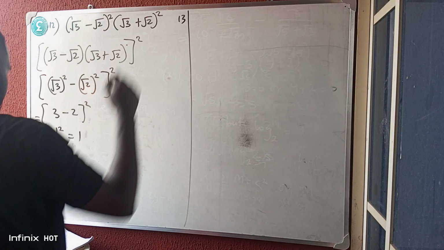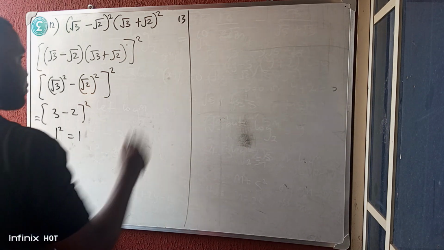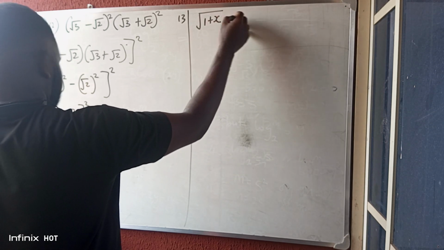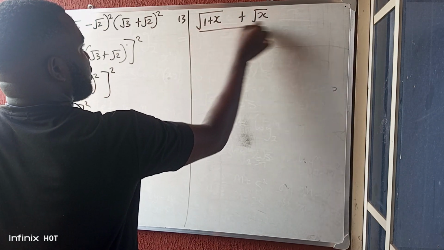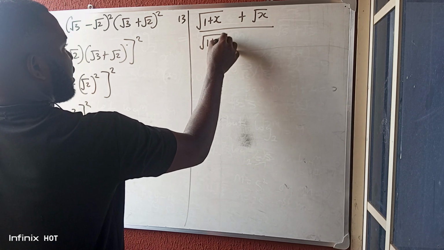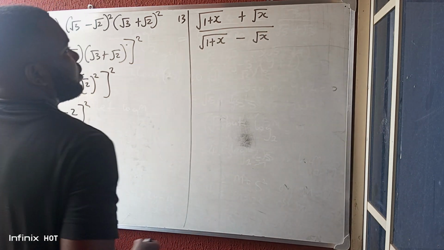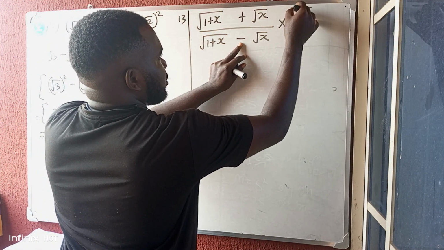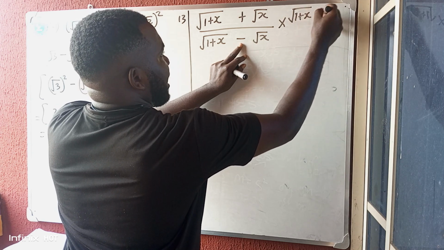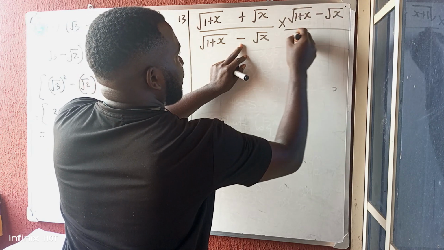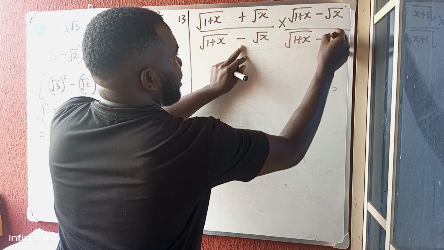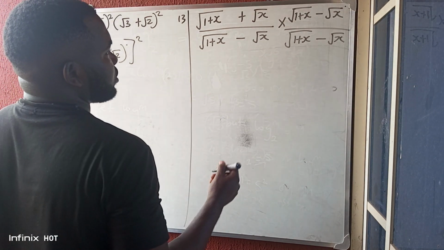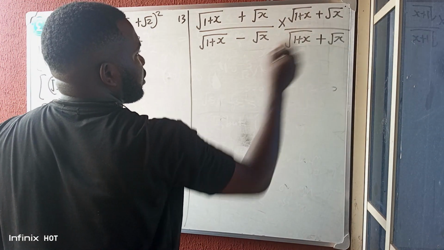Now number 13. I'm having root (1 plus x) plus root x, all over root (1 plus x) minus root x. So what do we do here? We rationalize by using the conjugate. So I'm going to have times root (1 plus x) plus root x, all over root (1 plus x) plus root x. Sorry, this is minus here, so the numerator is supposed to be plus, the conjugate.